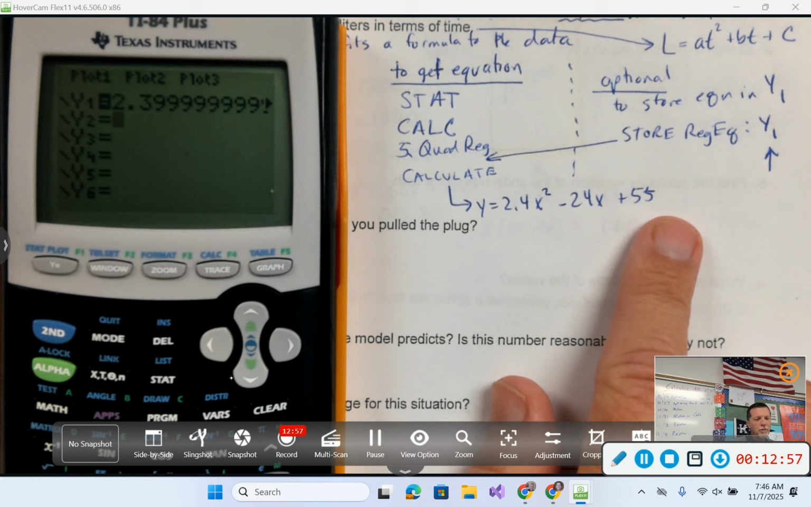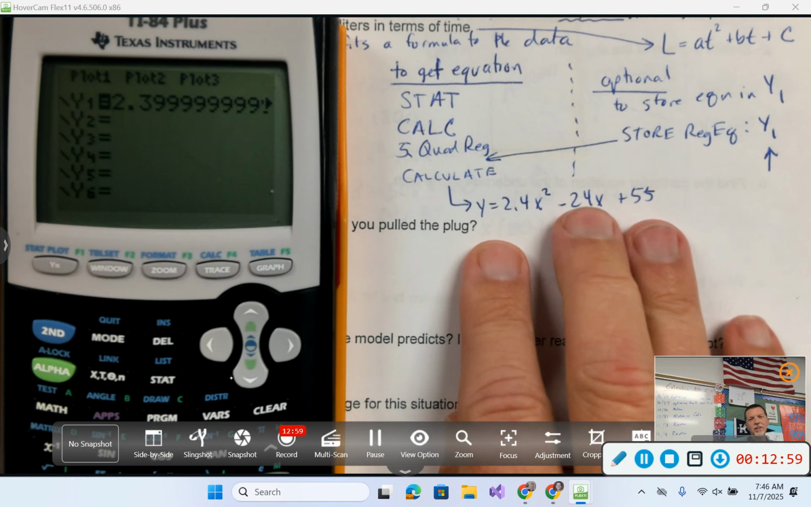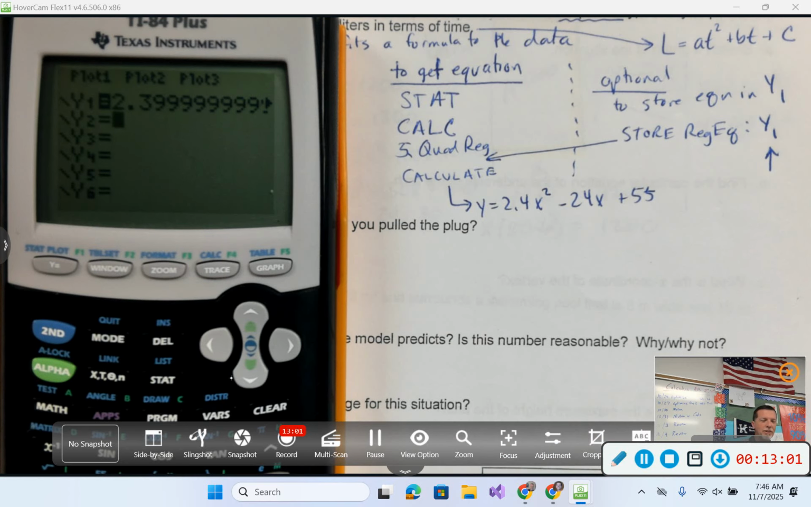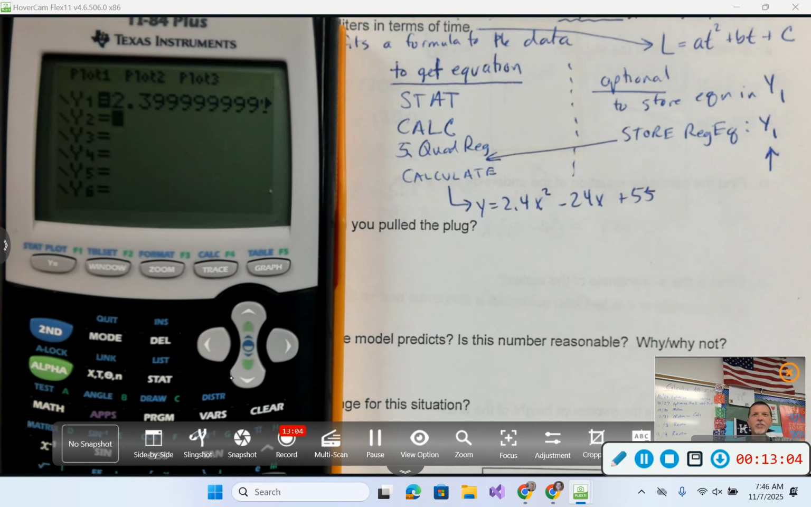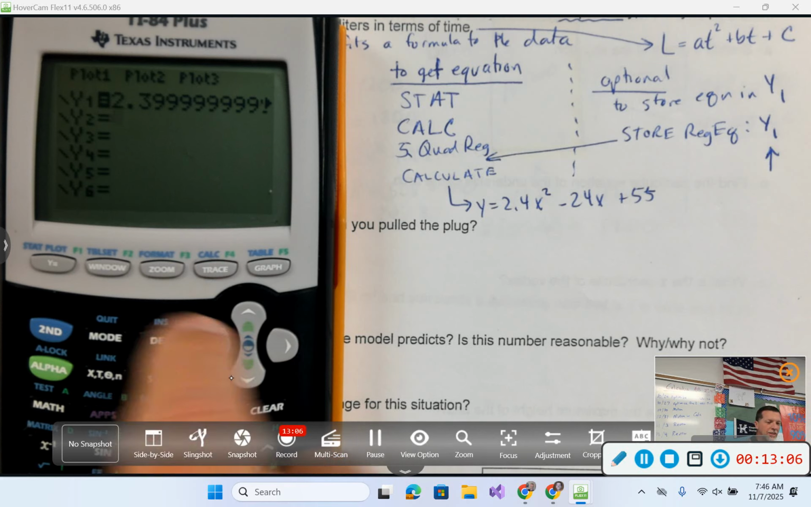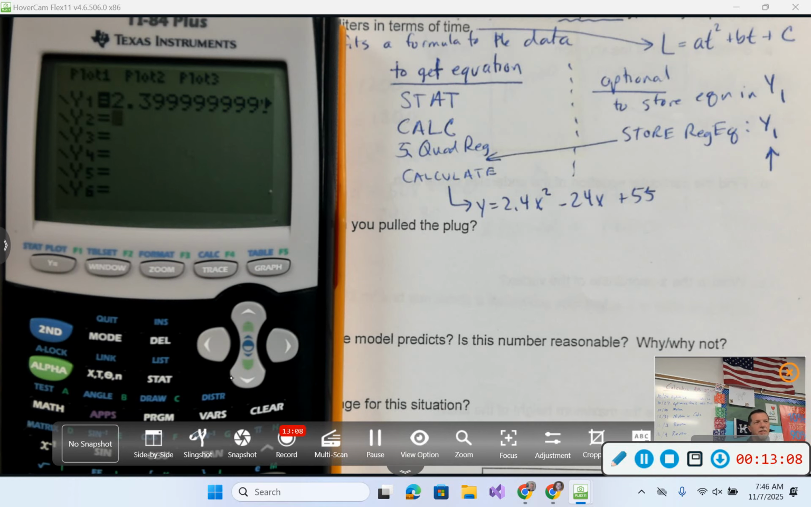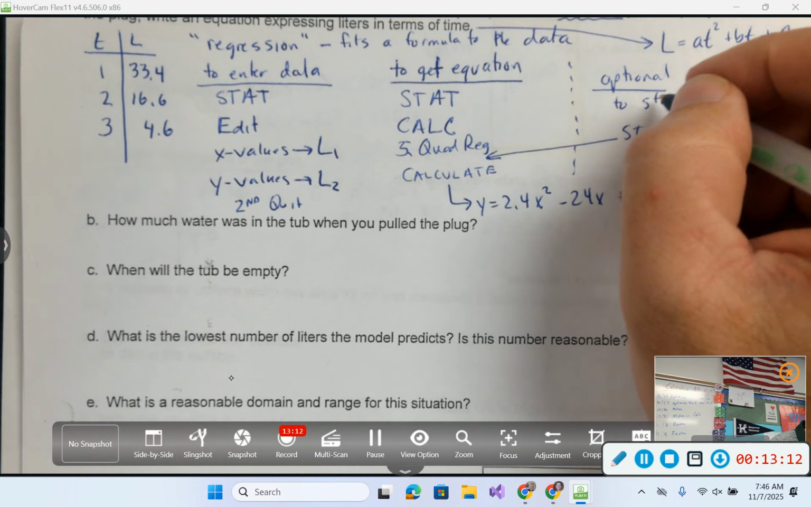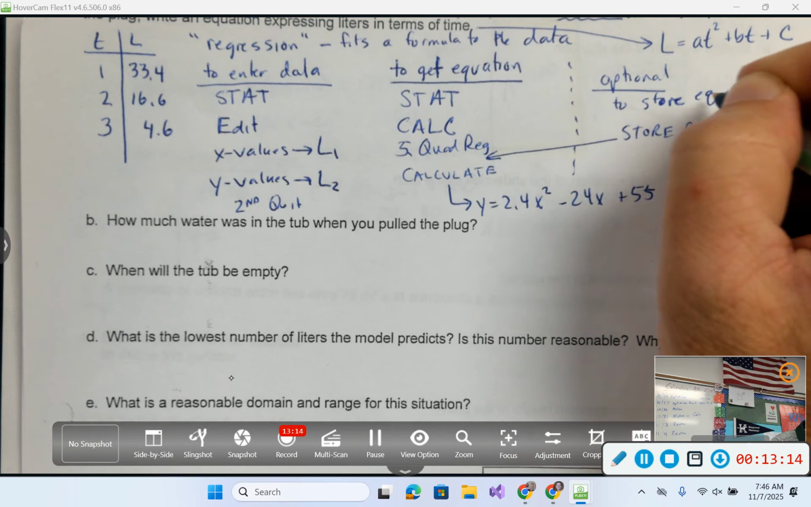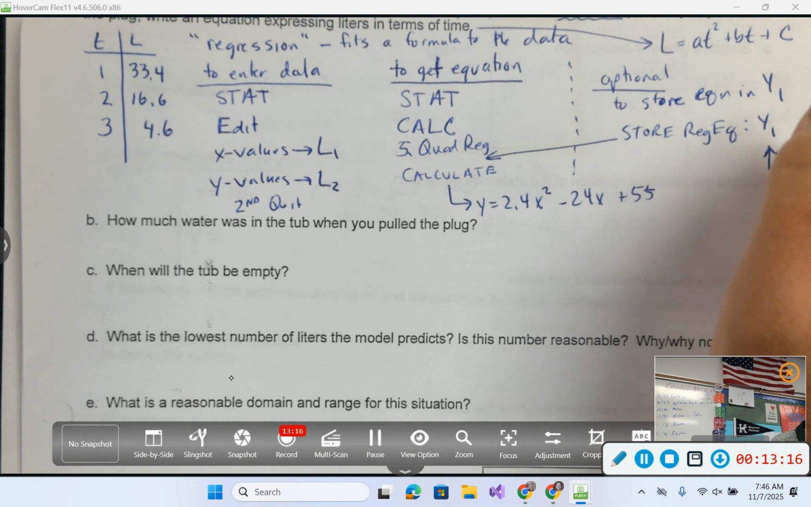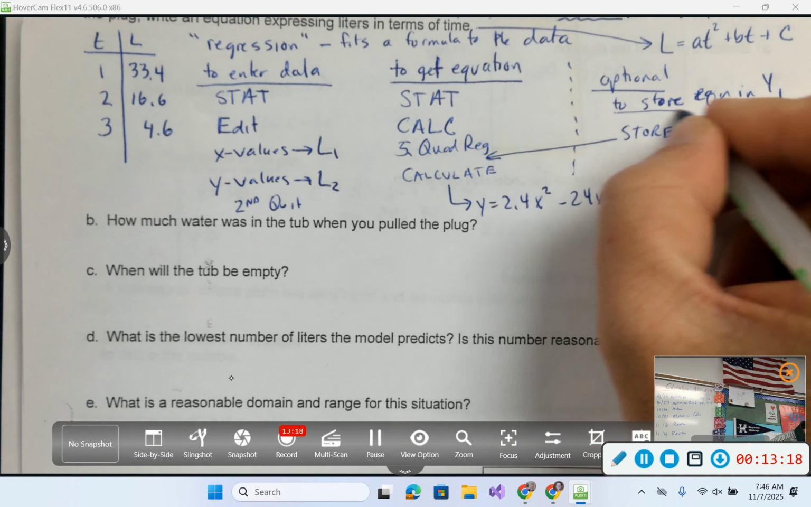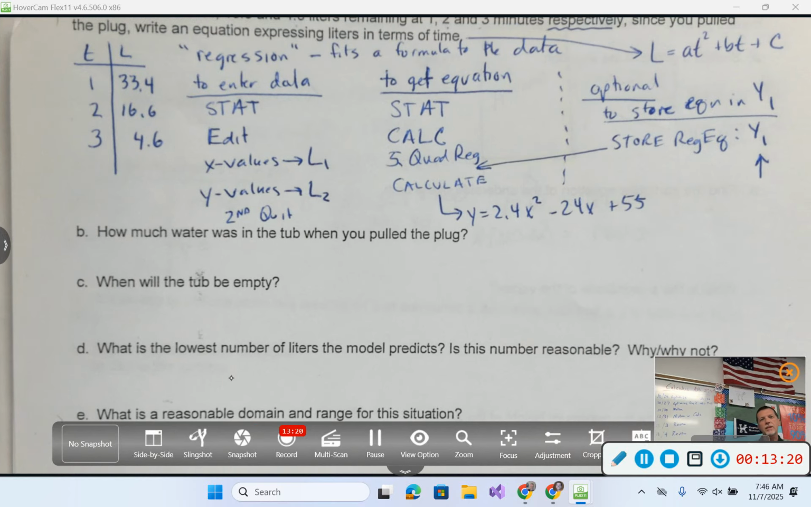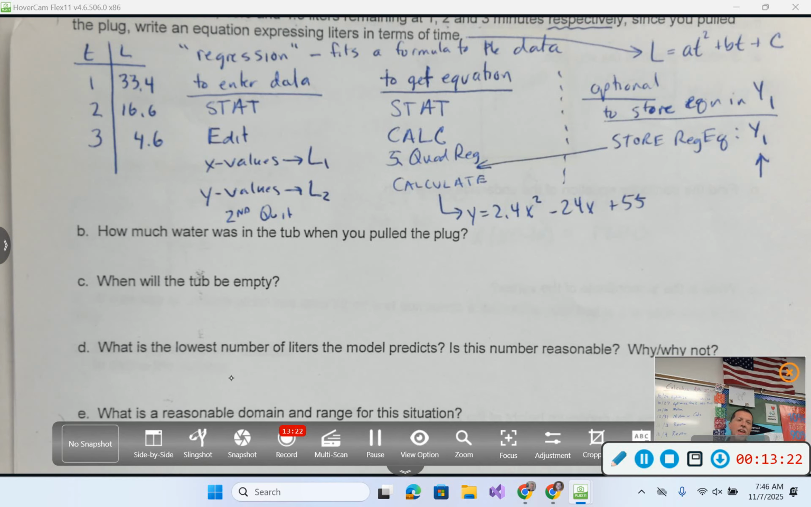And for this one it wouldn't be bad, but occasionally you do these and you get lots of weird decimals, and rather than writing them all down, you just tell it to, hey, just go stick that in y1 for me. Then I can look at the graph and find all sorts of stuff. What is the first thing you wrote down in your optional? To store the equation in y1. Okay. Again, not mandatory, but it saves you some time.